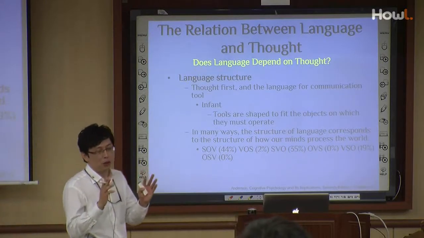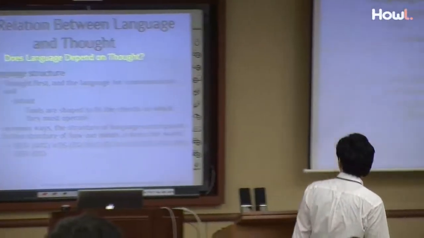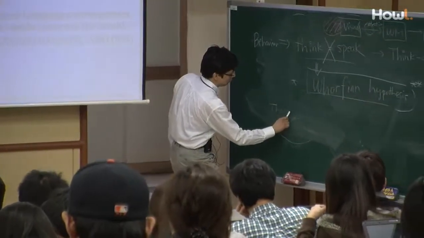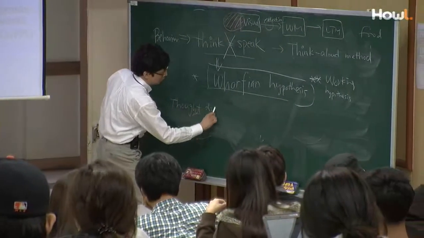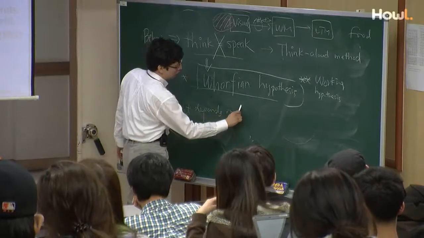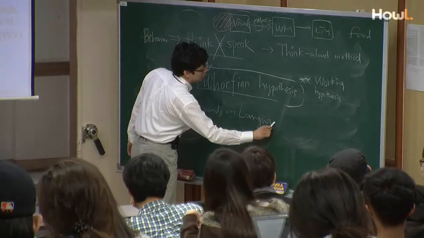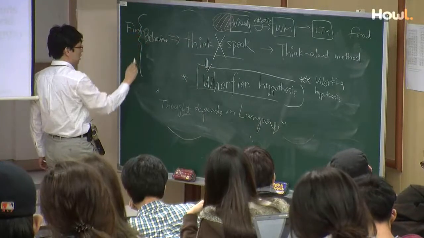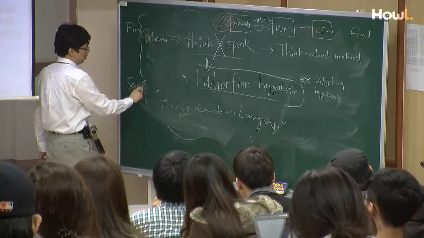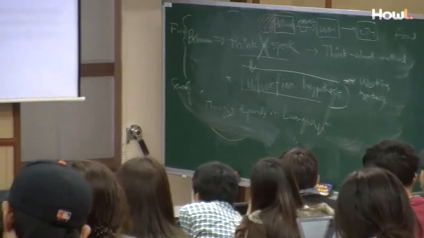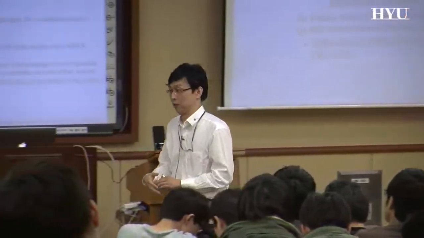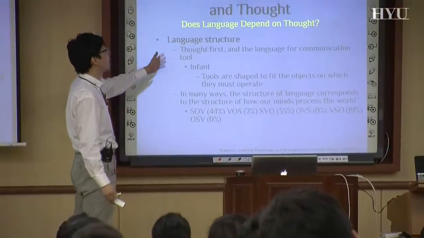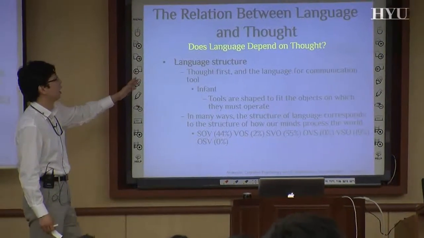And this one is the first one. The second one is the other way around. Language depends on thought. A thought depends on the second one. That is the second issue. This one is the first issue, first approach. That is the second approach. There are heaps of evidence saying that thought depends on language, so it might be true. But the point is this one. This is my summary: language structure, thought first, and the language for communication too.